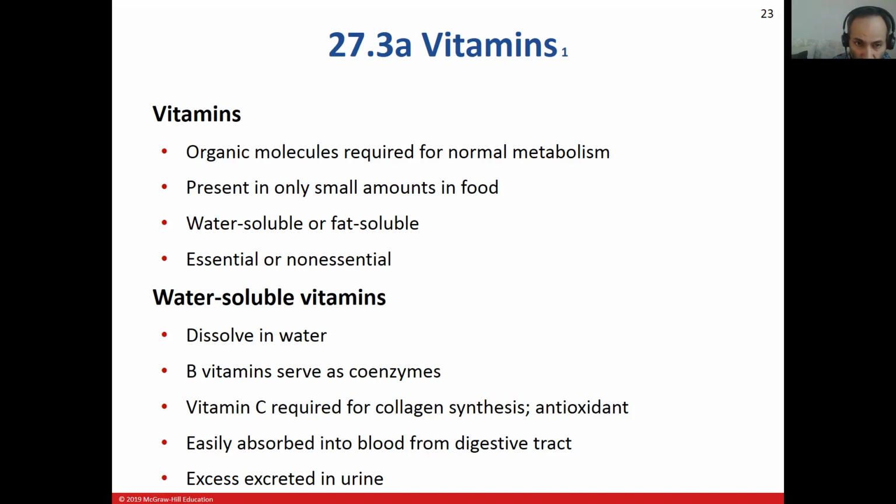Vitamin B is needed for coenzymes in your metabolism, also for a healthy nervous system. Vitamin C is required for a healthy immune system, for wound healing, for collagen formation, and for all those kinds of things. All right.